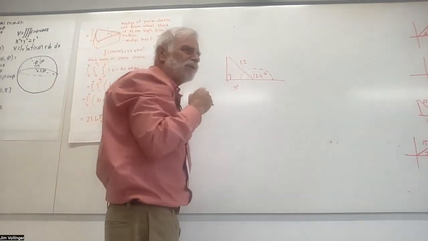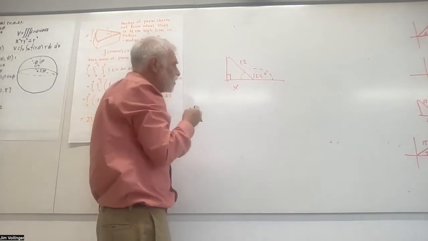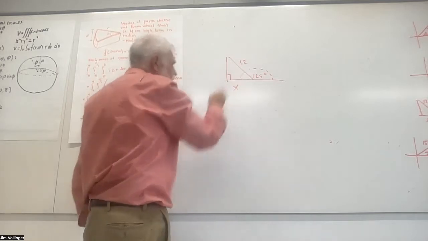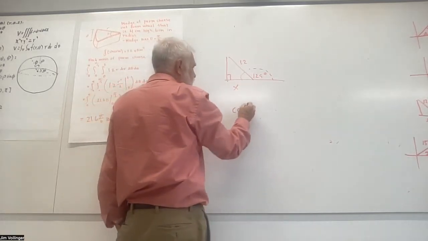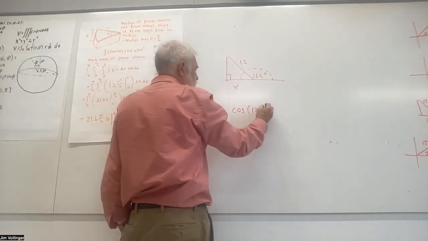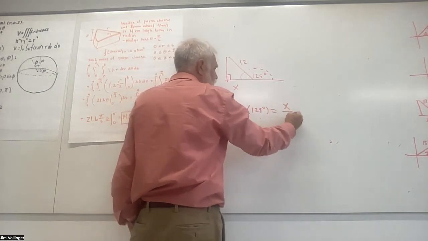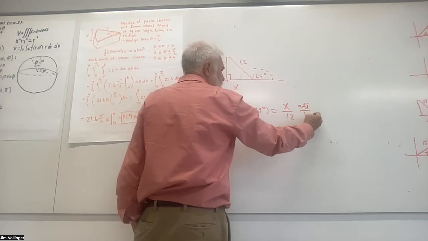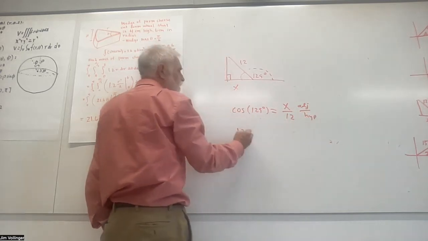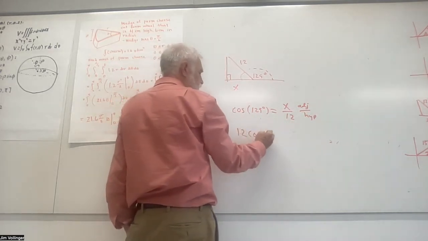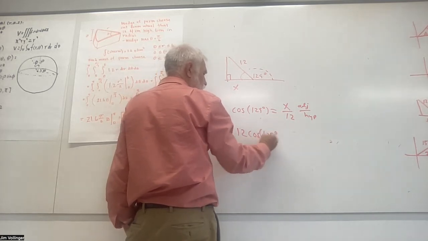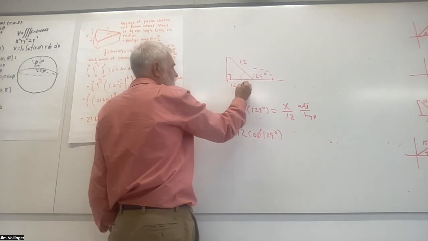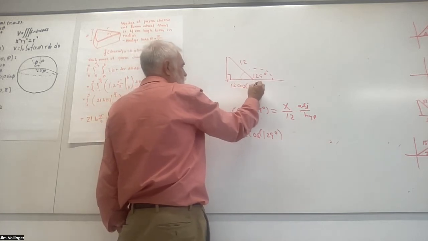So I got to use language that uses that angle, and I got to know whether it's the sine, the cosine, or the tangent that I'm looking at. Again, I'm looking at the cosine. So the cosine of 129 degrees is equal to x over 12. That's the adjacent side, and that's the hypotenuse. All right, so it's 12 times the cosine of 129 degrees. So that's what this distance is. It's 12 times the cosine of 129 degrees.